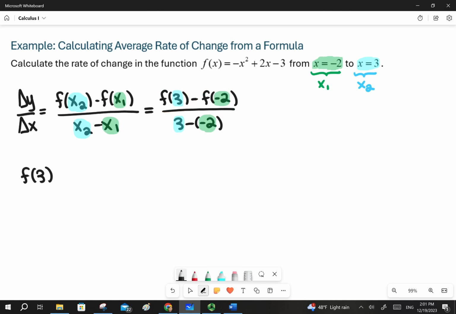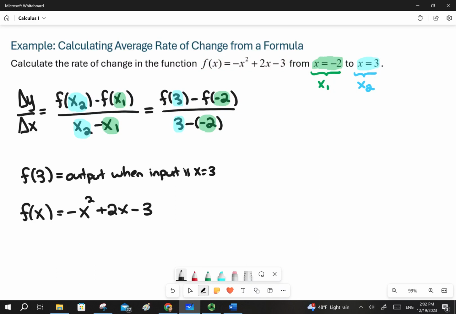The function notation f of 3 means the output we get when x is equal to 3. So we use our formula f of x equals negative x squared plus 2x minus 3 and replace every x with 3. I highly recommend that you use parentheses everywhere that you plug in x to avoid some common sign errors. One strategy I often recommend is to first replace each x with an empty set of parentheses and then plug in the value. Doing so would look like this.